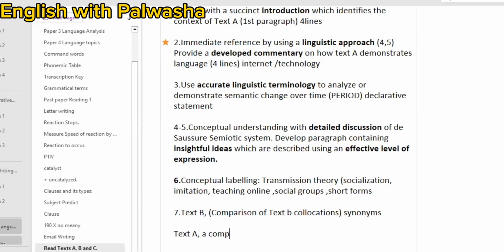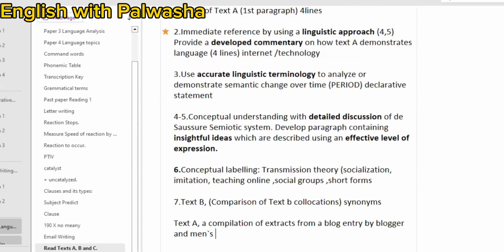Text A. A compilation of extracts from a blog entry by blogger and men's fashion writer, and the name of the writer is Master to Code, and that is Robert Van Tongeren. Right?